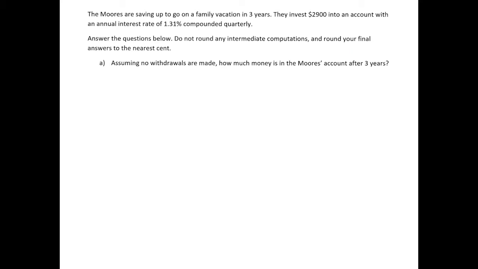All right, so this is a compound interest problem. So that means we'll be using the compound interest formula, which tells us that the amount in an account is going to be equal to the principal invested times 1 plus the rate divided by n, raised to the power of n times t, where the principal in this case is how much is invested, that is $2,900. That's told to us right here.